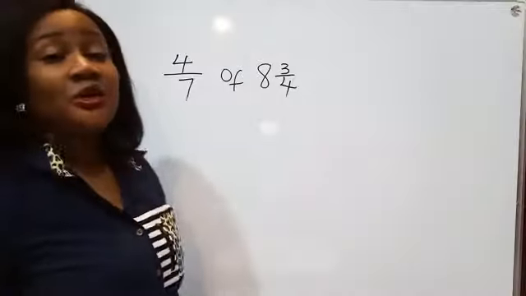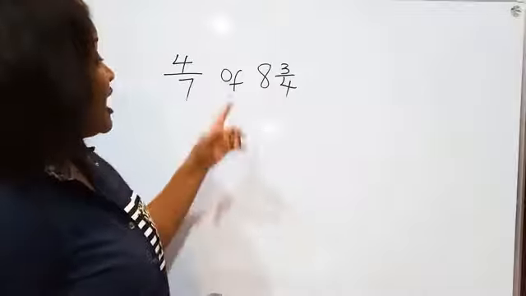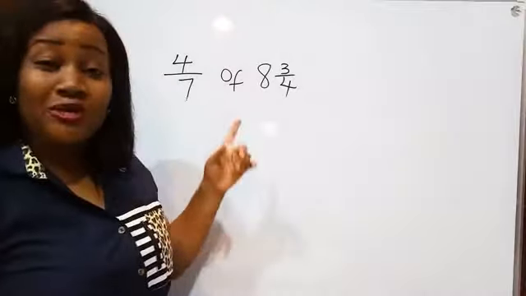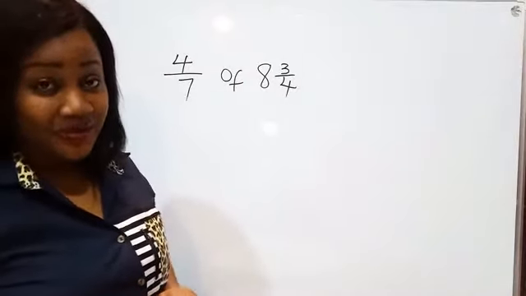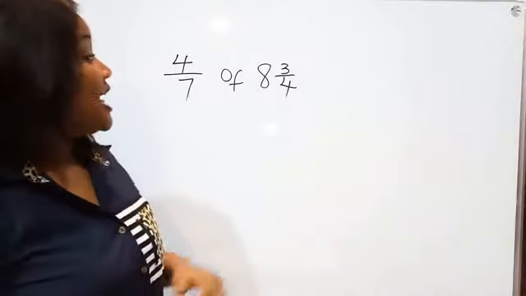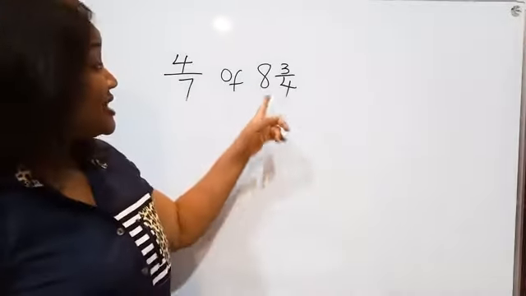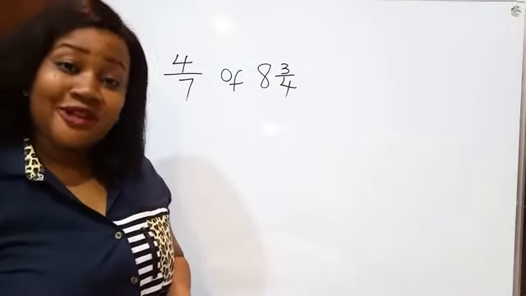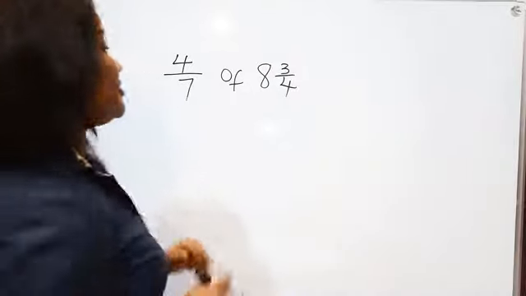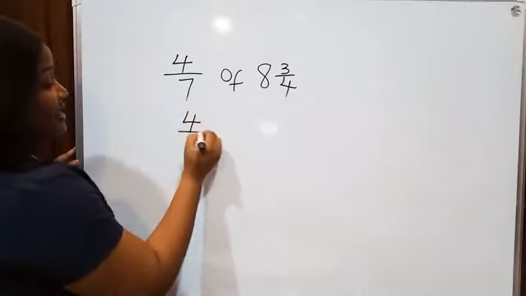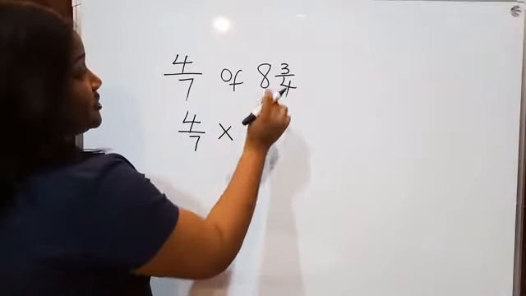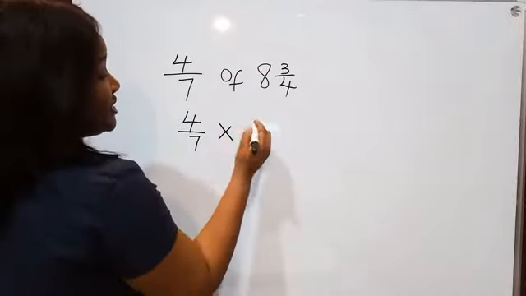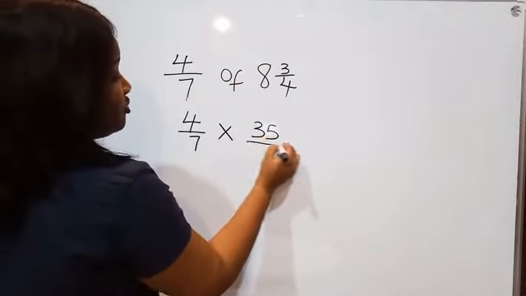So let's look at this question. You have 4 over 7 of 8 whole number, 3 over 4. Now, it's important to know that anywhere you see of, it means multiplication. It means times. And anytime you're multiplying fractions, it's important that the mixed fractions are converted to improper fractions. Now, let's solve this. You have 4 over 7 times, let's convert this to an improper fraction. 4 times 8, 32, plus 3, 35 over 4.